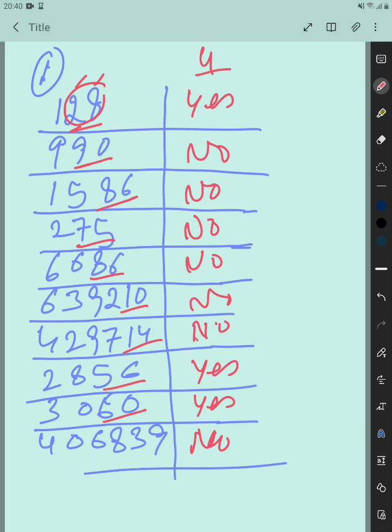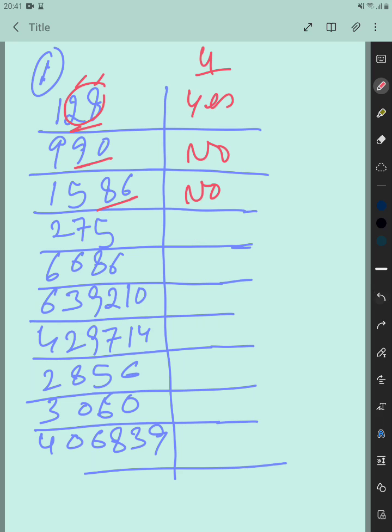Okay, so now we'll erase this. We are erasing as we don't have a space here to explain all at once.